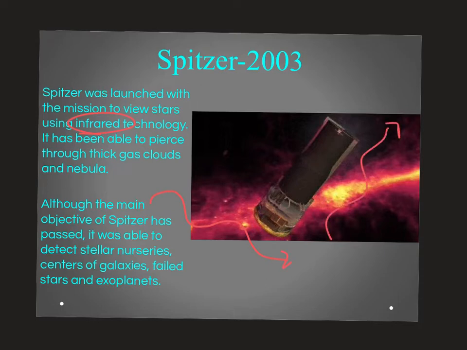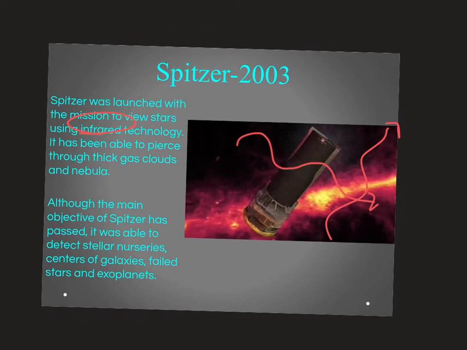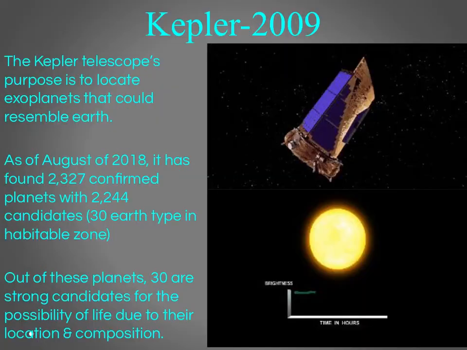So actually, if we look at most of the universe in infrared, we can look straight through a lot of the arms and tendrils of dust that the Milky Way has. Though the main objective of Spitzer has passed, it is able to detect stellar nurseries, centers of galaxies, and failed stars and exoplanets. And again, that's because dust is transparent to radio waves and infrared. Anything that's a long wave.